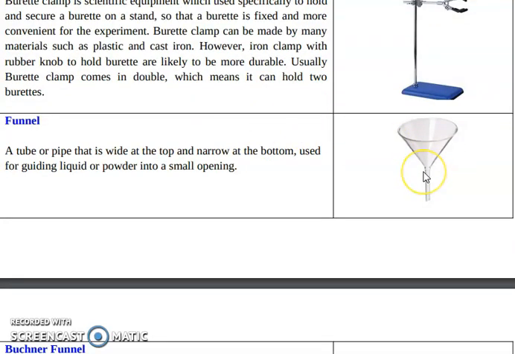Now you can see the funnel. A tube or pipe that is wide at the top and narrow at the bottom, used for guiding liquid or powder into a small opening.